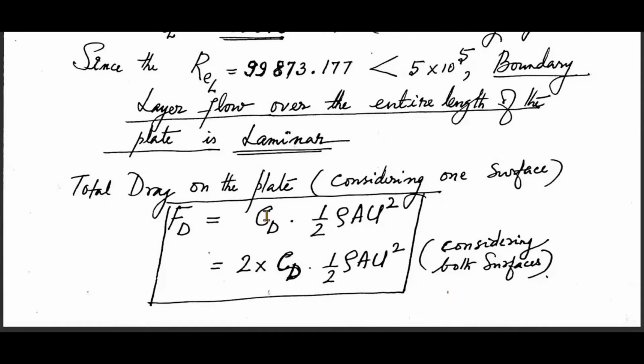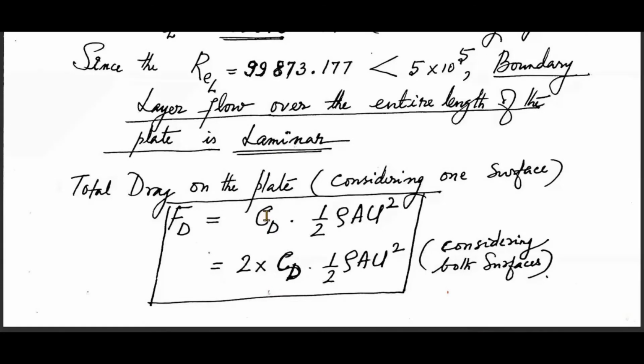FD, the drag force, is equal to CD into half rho A U square, and A is the area of this plate under consideration. But now there may be a question of whether you want to consider one side of the plate or both sides of the plate.